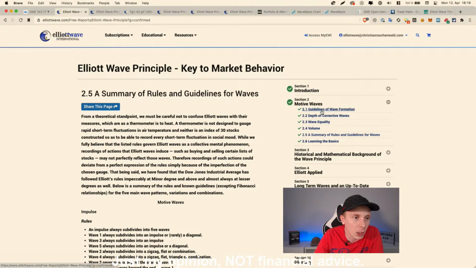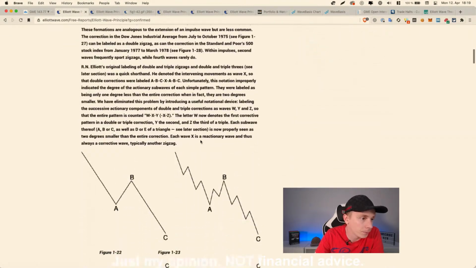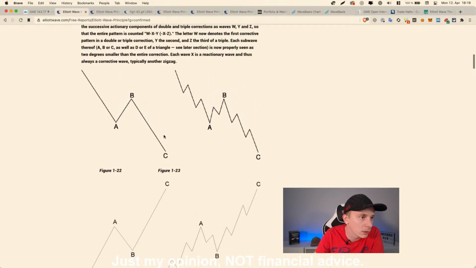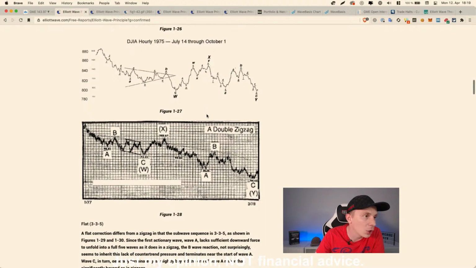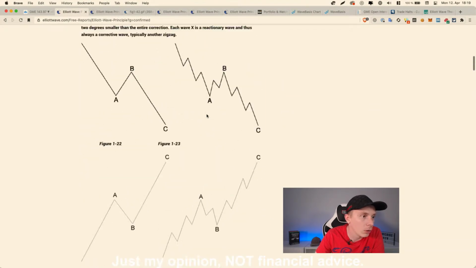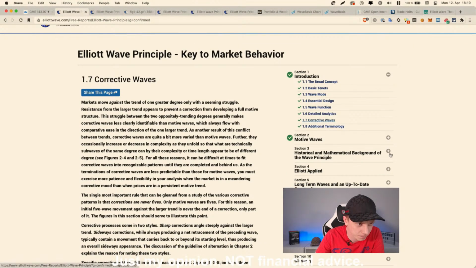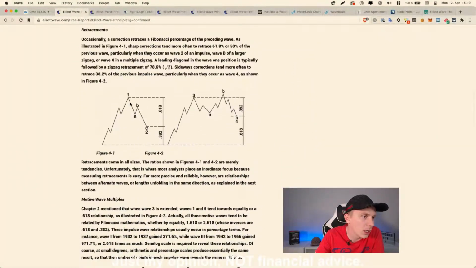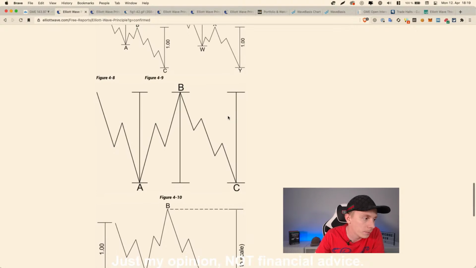And then there, if you look at corrective waves, chapter 1.7, you see all the examples, and you see how they are supposed to look in a perfect case. Obviously, that would be a zigzag, and that's the illustration that shows that the zigzag itself has subwaves. In combination with that, there are other patterns in there as well. And then chapter 4.1, Elliott applied ratio analysis, covers how certain things behave in relation to others.